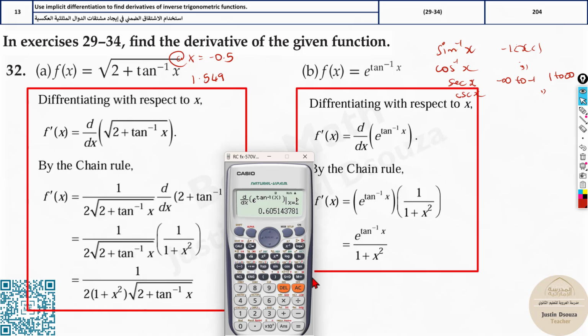Now I'll look into the options. It's 0.605. So now here it is shift e, tan inverse of x, close the bracket, down we go, 1 plus x squared. Calculated at 2. Yes, it's 0.605.